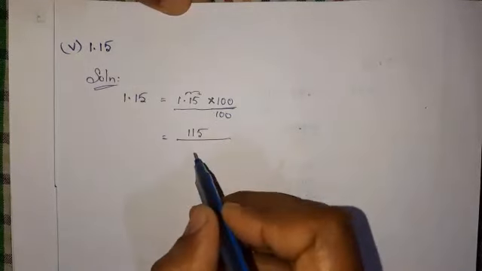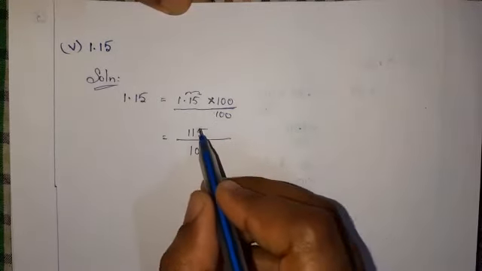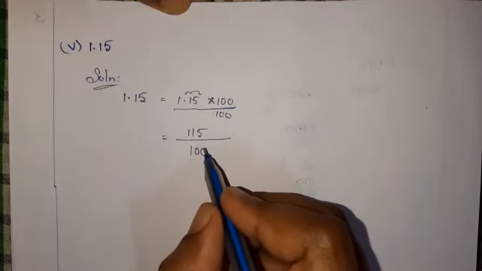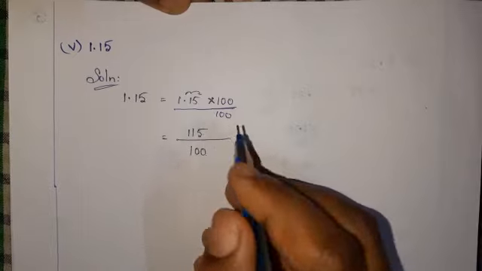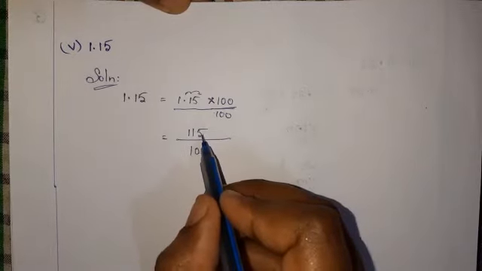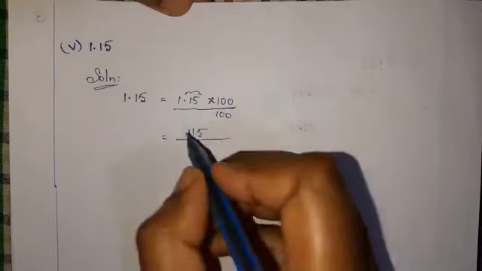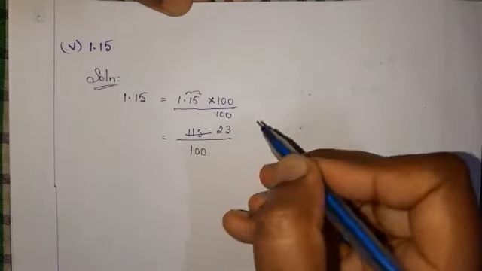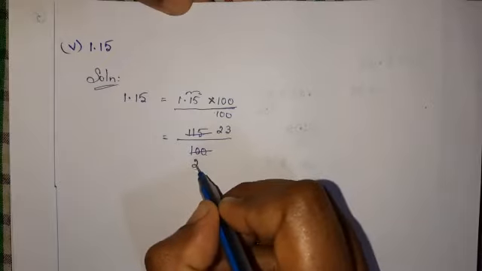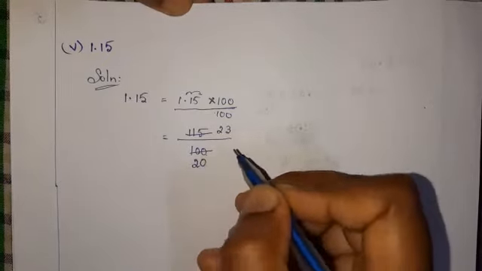Therefore, 115 divided by 100. Any common table here? Yes, fifth table. A number that ends with 0 or 5 is divisible by 5. Here it ends with 5, here it ends with 0. Therefore, 2 5s are 10, 3 5s are 15. 2 5s are 10. 0 means you must write like this.